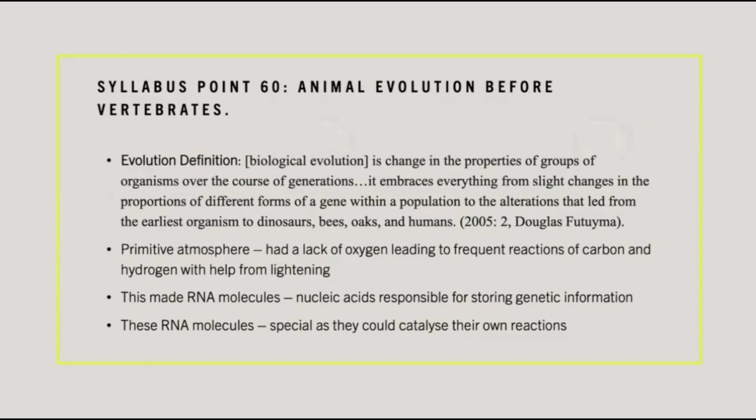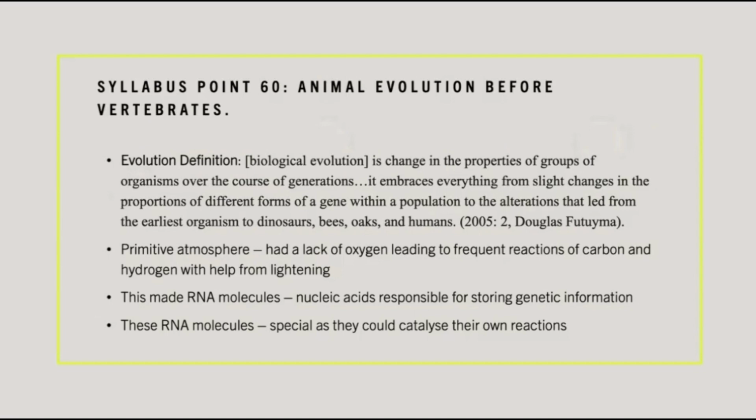Sorry. Okay, so I was saying the primitive atmosphere. Because there was a lack of oxygen, the other elements, carbon and hydrogen, were free to react together, okay? But they weren't reacting together willingly, and they needed energy provided to them from lightning. So lightning would often occur on the earth back then, and that would give the energy to allow carbon and hydrogen to react together.